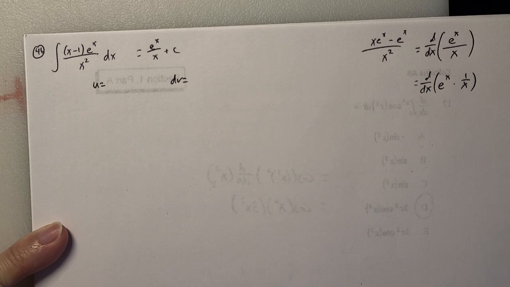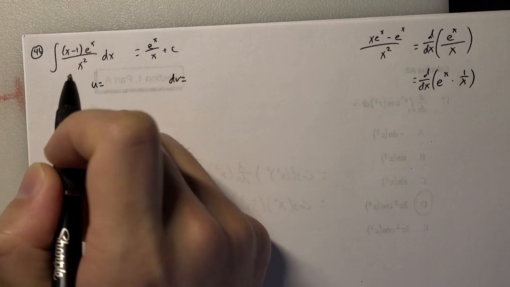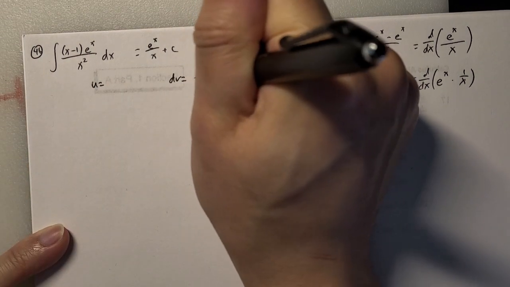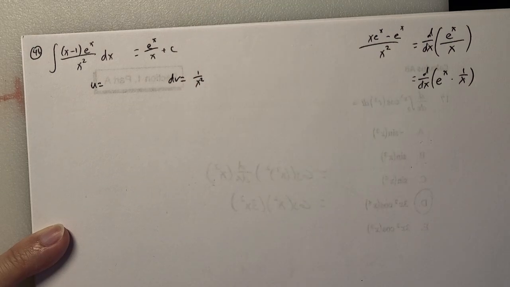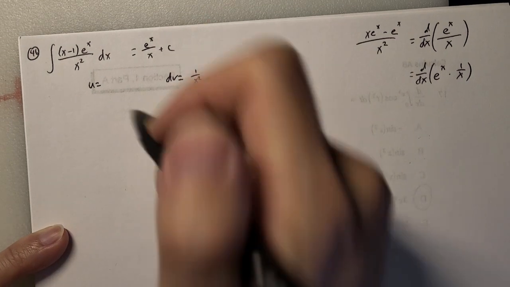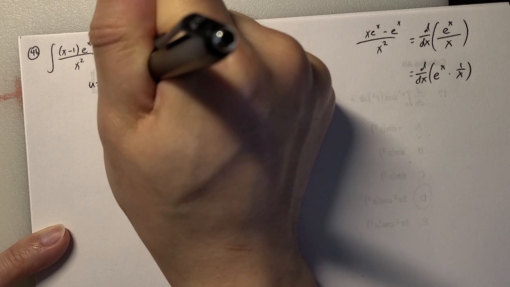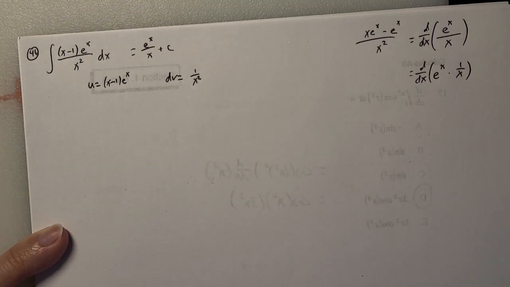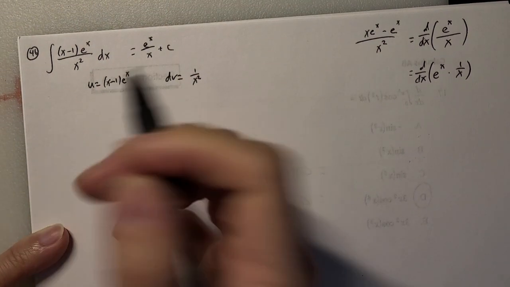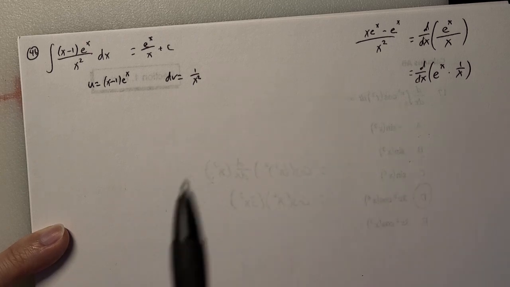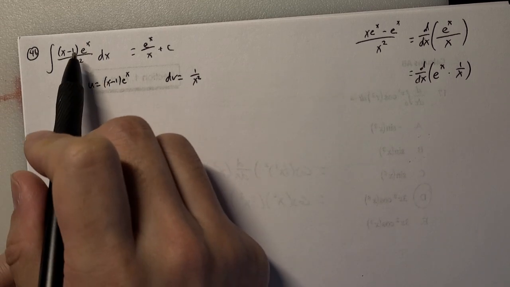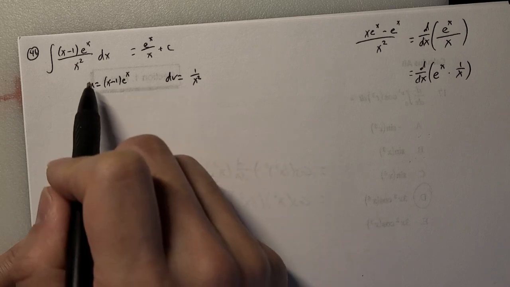If we didn't know this, because there's 3 things, I would probably choose 1 over x squared as my dv. I know how to find the integral of that. And then x minus 1 times e to the x as my u. I'll probably want something differentiating, to me at least, is easier than integrating. So I'll probably choose it like this.